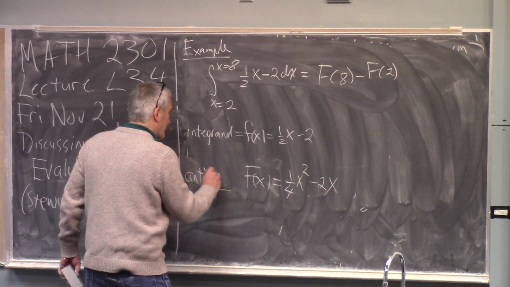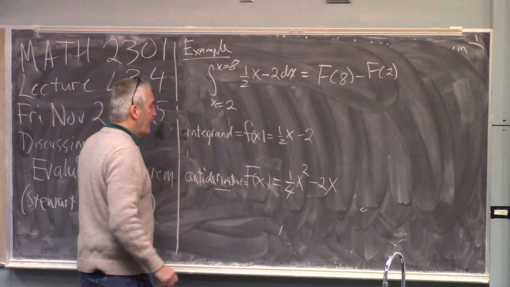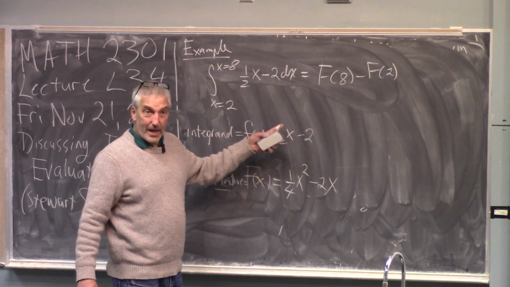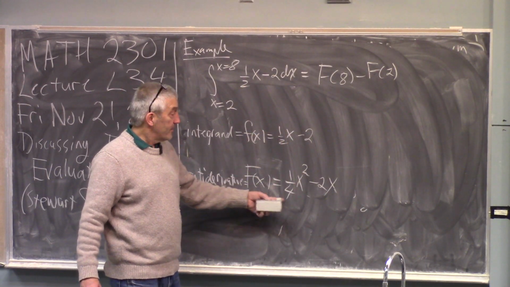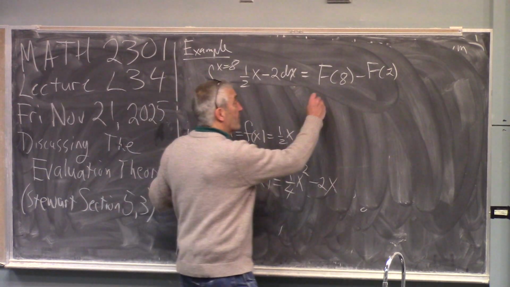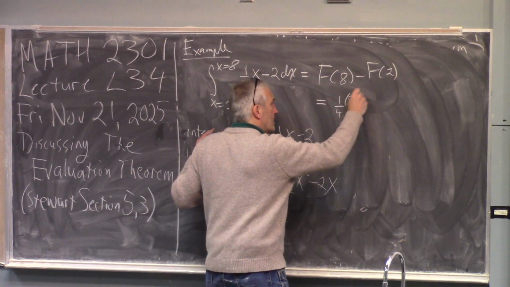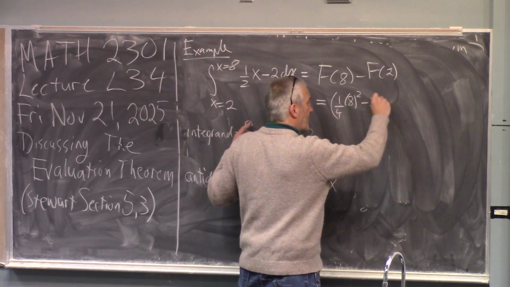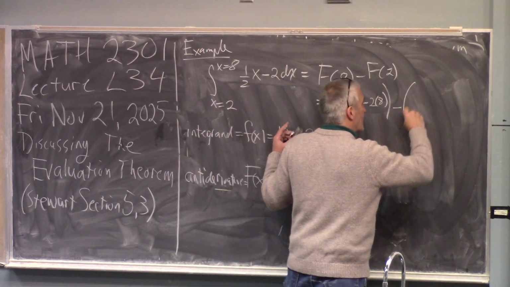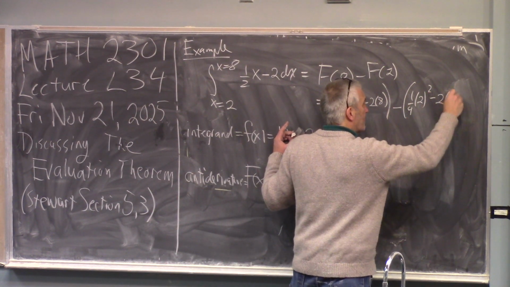I'm going very fast, sorry. But I think you can see that if you take the derivative of this, you get this. So an antiderivative of that is this. So I'm going to use this expression up there. So that thing, 1/4 of 8 squared minus 2 times 8, minus the quantity 1/4 of 2 squared minus 2 times 2.